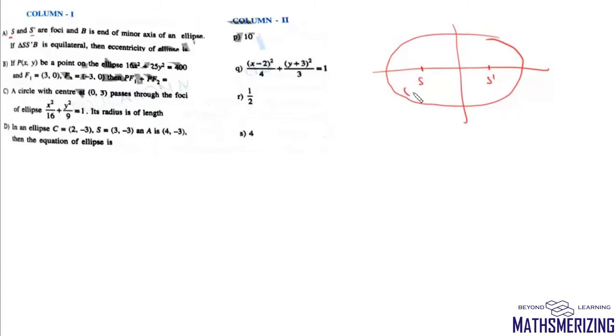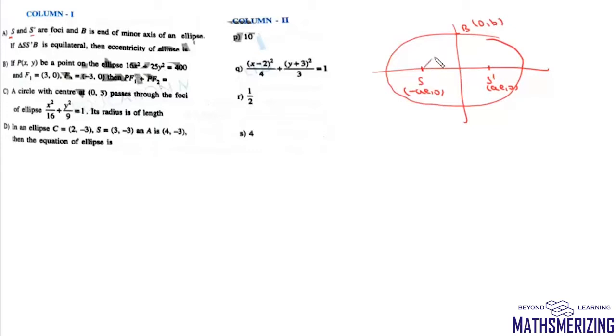Now here the question is, if S and S dash are foci and B is end of minor axis of an ellipse and this triangle S dash B is equilateral, then eccentricity of ellipse is. So we have this ellipse. There are two foci S and S dash, which are minus AE comma 0 and AE comma 0, and this is point B which lies on minor axis and it is 0 comma B.